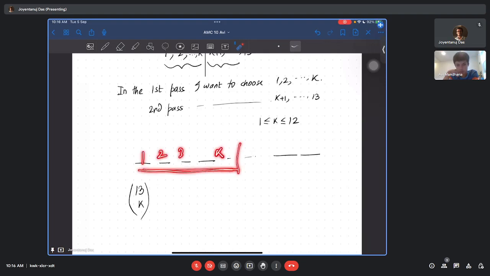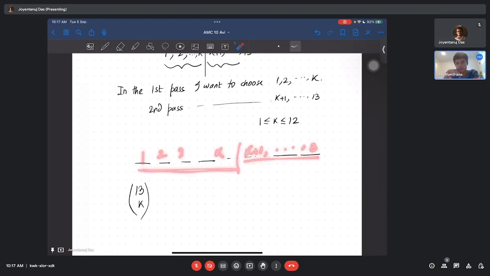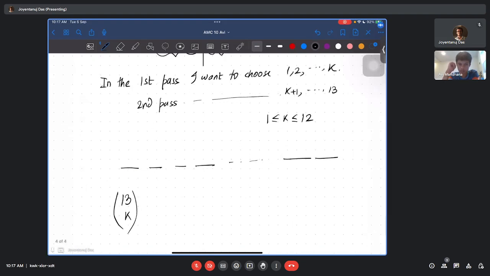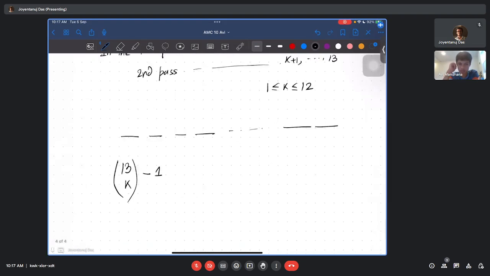Then that arrangement will not work, because the remaining positions I have to fill up with k plus 1 up to 13, and then it will be gone in one pass. So that will not work. So from here I have to subtract 1. That condition I have to subtract.